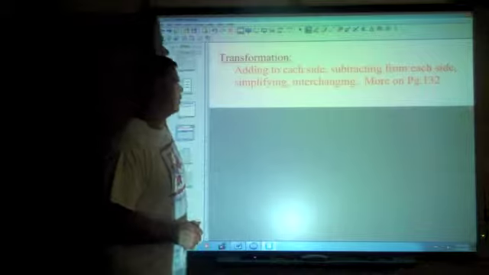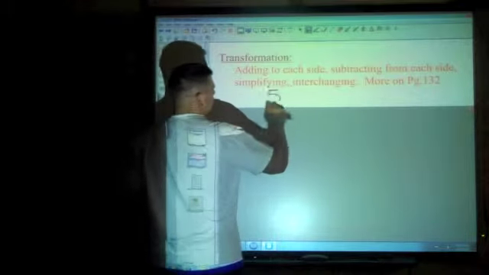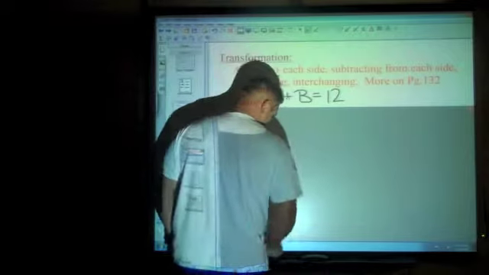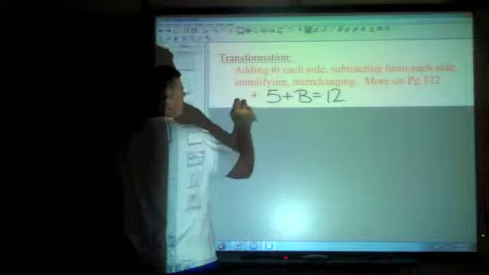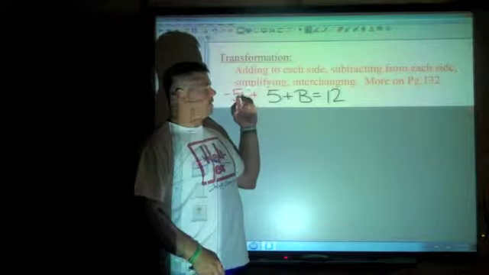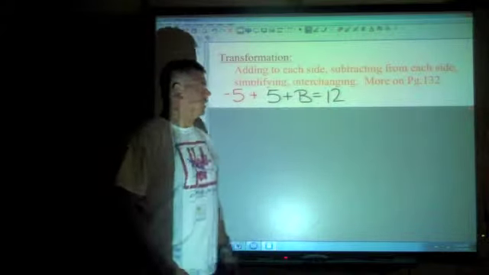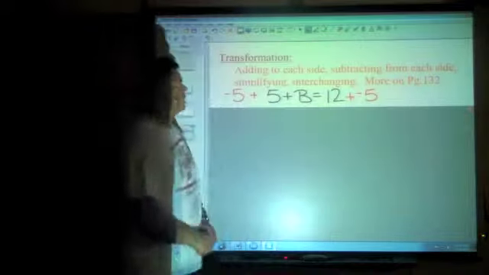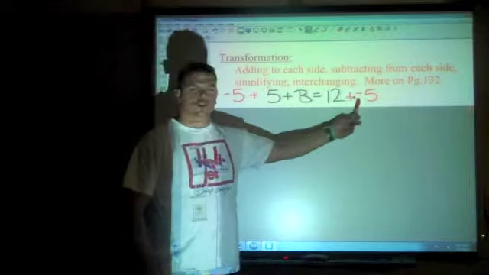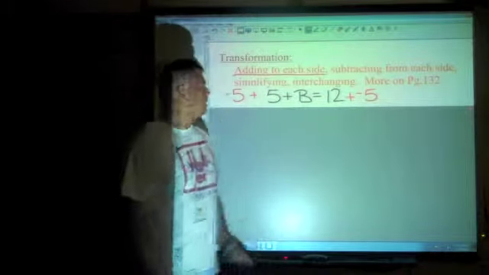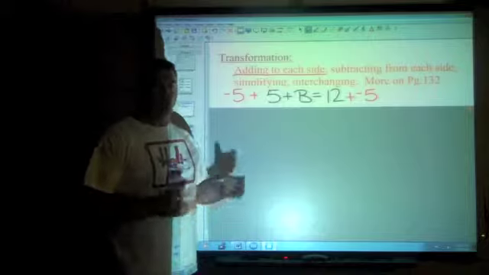So if you had, for example, 5 plus b is equal to 12, and on this side you add -5, you can't do this add -5 unless you also do it to the other side. It has to be fair. You have to keep things fair. So whatever you do to one side, you must do to the other. This would be considered adding to each side. If I only add it to one side, it won't be fair.